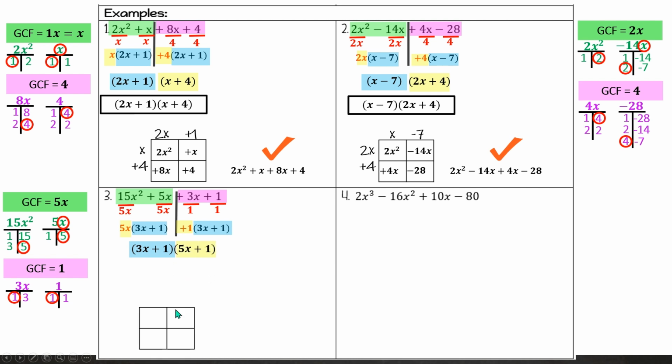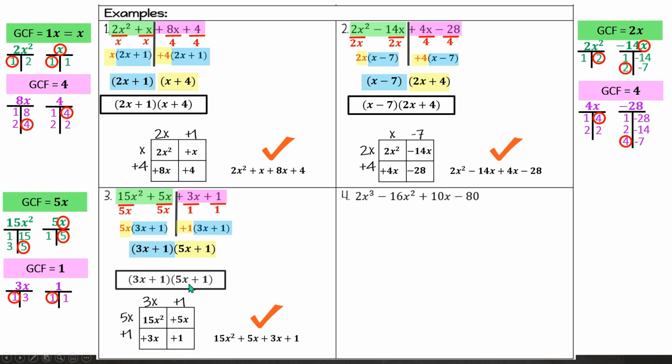Now I can double check my work. Do these two factors, when they multiply together, give me the original polynomial? So once I multiply them using the area model, I get 15x squared plus 5x plus 3x plus 1. That does match my original polynomial. So I know that I have found the correct factors of this 4-term polynomial.